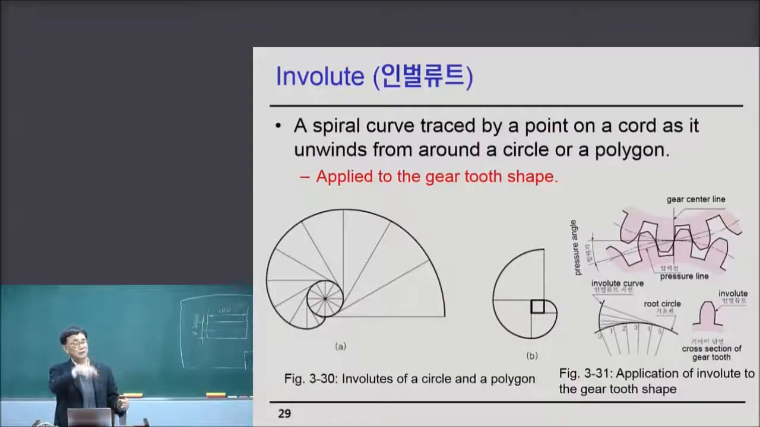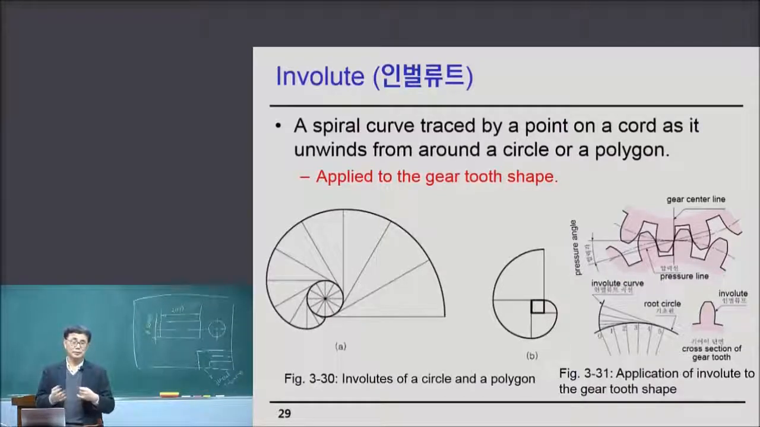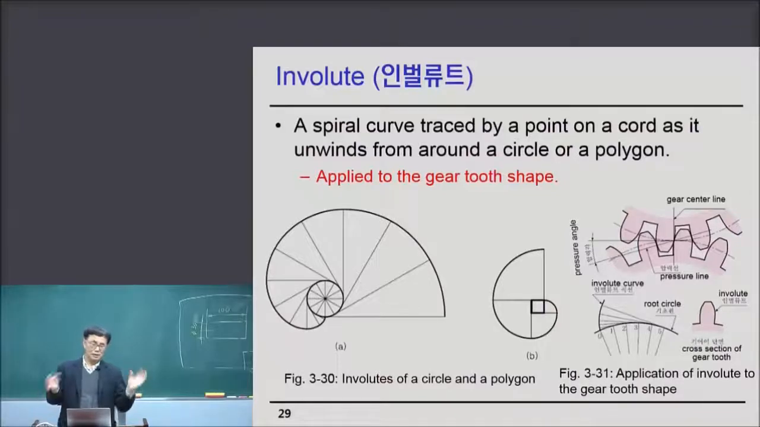Then the rotating speed of the driven gear is just jerking, going up and down, and it generates noise, and the energy efficiency is low, and it can generate very high frequency noise. Also the gear tooth surface has large forces, so the gear tooth shape is broken very easily. So the involute curve is very important in designing the gear tooth shape for the smooth transmission of the rotating speed.